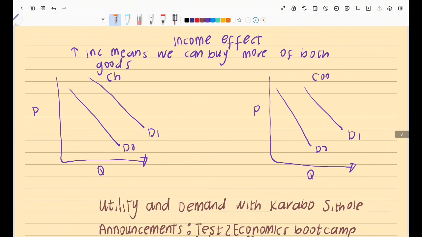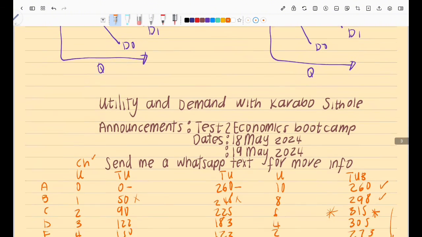And then the income effect. So an increase in income, what would an increase in income allow us to do? An increase in income would allow us to consume more of both goods. So both chocolates and cold drink would increase.